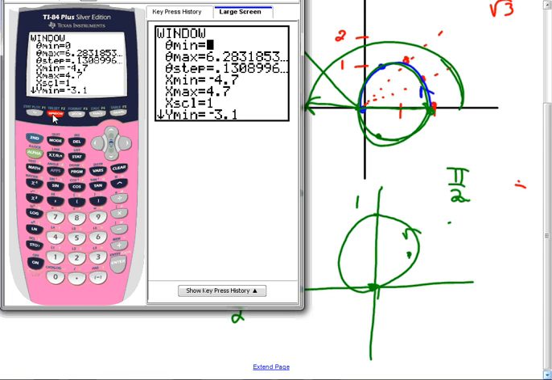So I'm going to press window, and I have 0 to 2 pi. Let's make our step smaller. Do you want to play with this? Let's make this not 2 pi, let's make it 4 pi. Okay, and let's make the step size bigger. Let's make it 1.